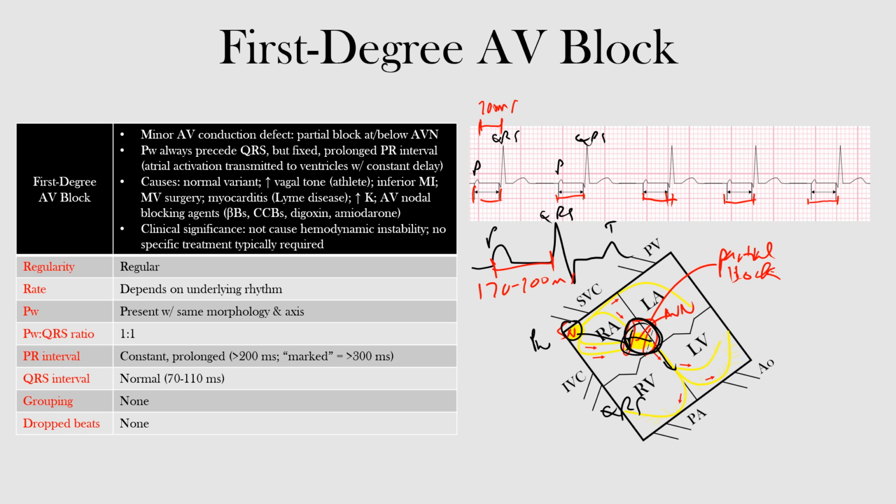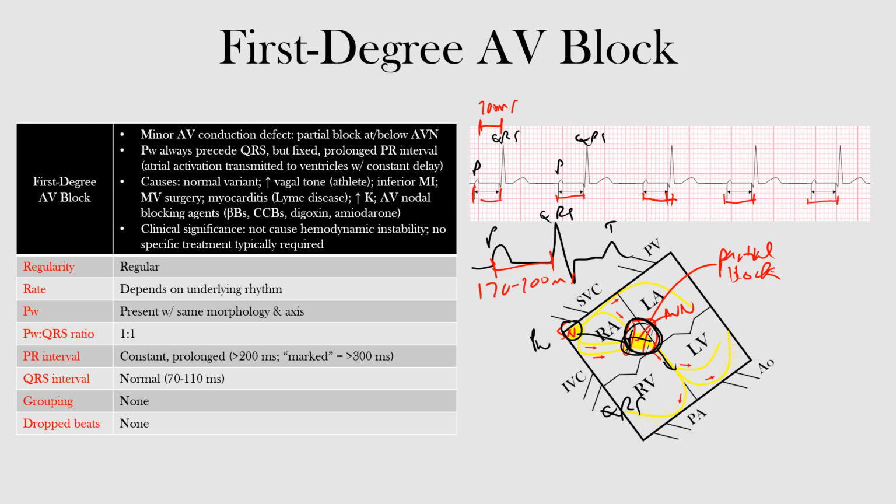So let's go through some of the causes. One thing to note is this could be a normal variant. Some patients can just simply have this. It could be a result of an increase in vagal tone, such as with athletes, or vagal stimulation. It can be a result of inferior myocardial infarction. Mitral valve surgery can be a cause, as can myocarditis, especially Lyme disease. We'll see that Lyme disease can actually cause a number of degrees, even up to complete or third degree AV block. Hyperkalemia can be a cause. AV nodal blocking agents such as beta blockers, calcium channel blockers, digoxin, and amiodarone are also potential causes of first degree AV block.